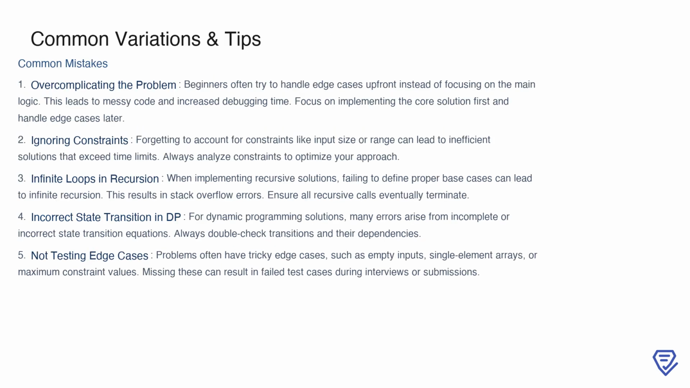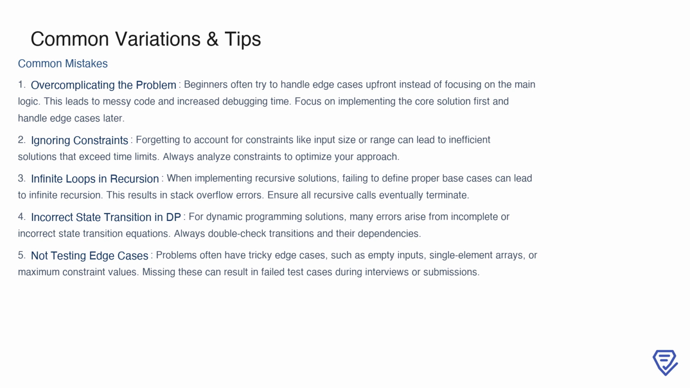One of the most common mistakes when solving problems like Jump Game 6 is overcomplicating the solution. Beginners often try to account for all possible edge cases right from the start, which can lead to convoluted code and unnecessary debugging. Instead, it's better to focus on implementing the core logic first and handle edge cases later.